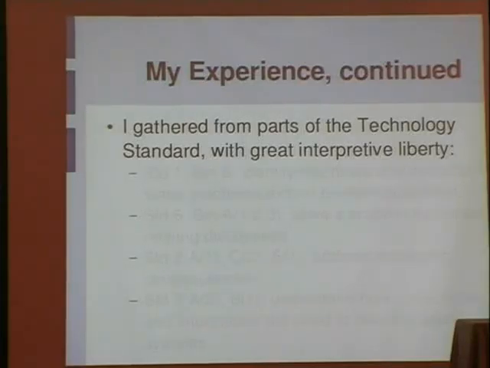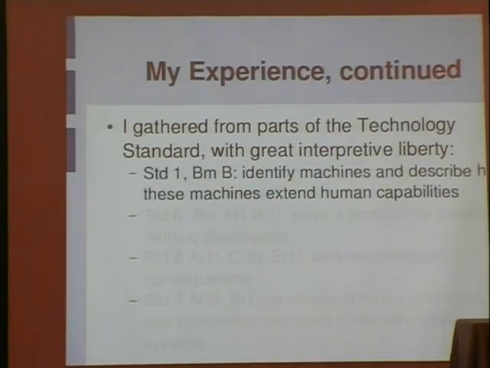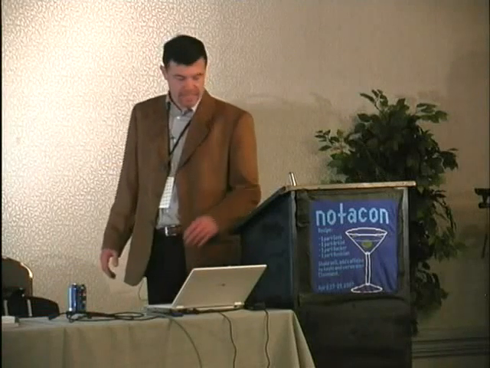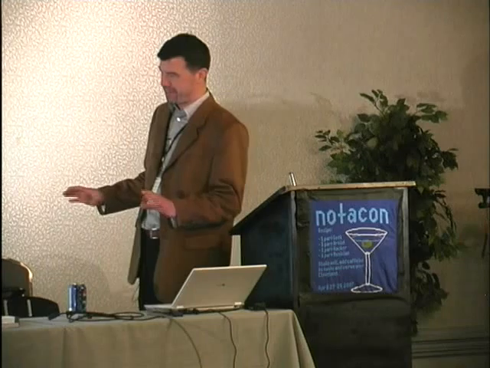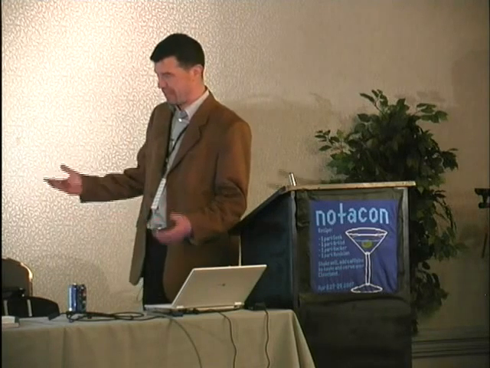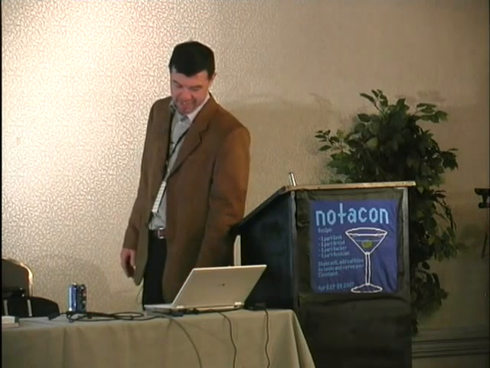So I gathered from the different parts of the technology standard with great interpretive liberty. I took this one, identify machines, and describe how these machines extend human capabilities. I figured, well, what the heck? I guess algorithms are machines in a way, in an abstract way. Solve a problem using iterative discovery. I stretched this to convey debugging for the most part. I thought this was the closest thing to debugging I could find.